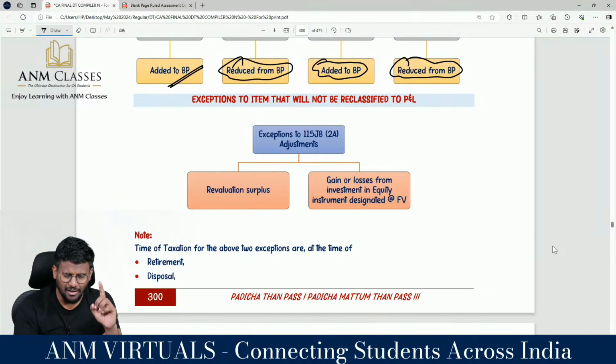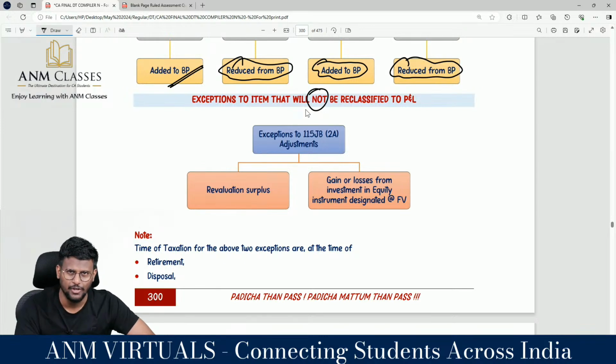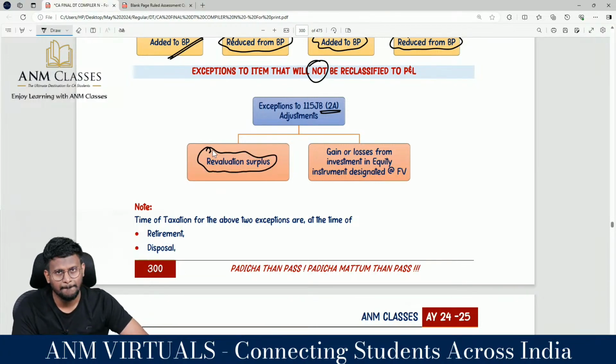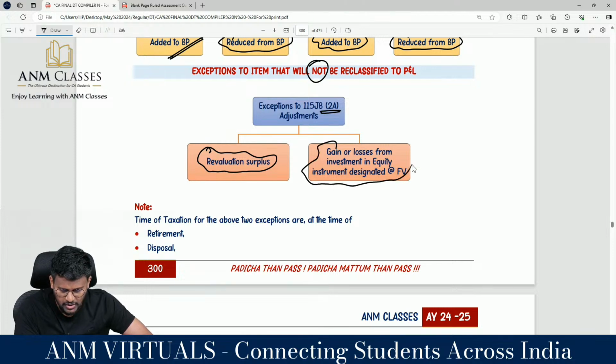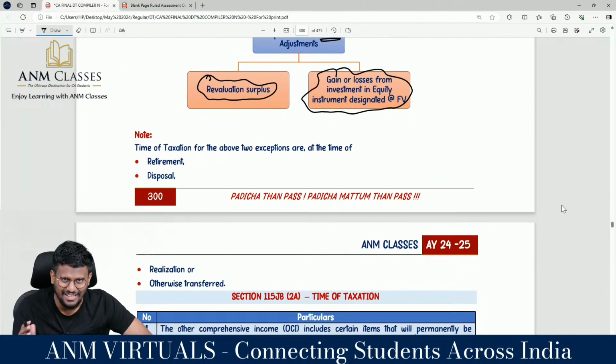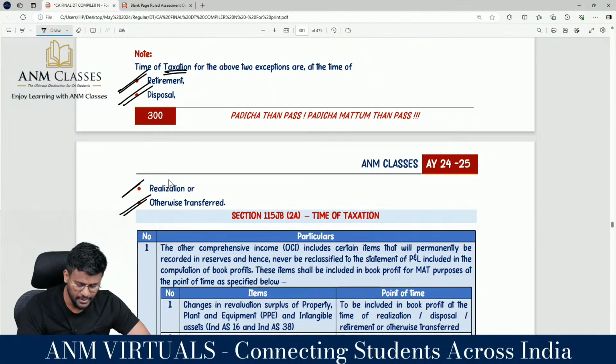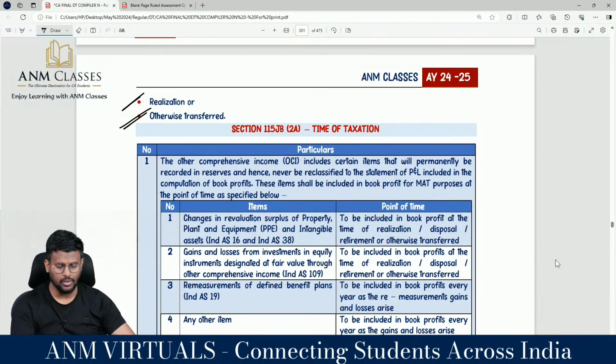So we have critically understood that only the items that will not be reclassified to P&L will be taken into account. Exception to items that will not be reclassified to P&L: two exceptions. Exception to Section 115JB subsection 2A adjustment: revaluation surplus of any asset, or gain or loss from investment in equity instrument designated at fair market value. Because the time of taxation for these two exceptions is at the time of retirement, disposal, realization or otherwise transferred, is what, my dear lovable students.